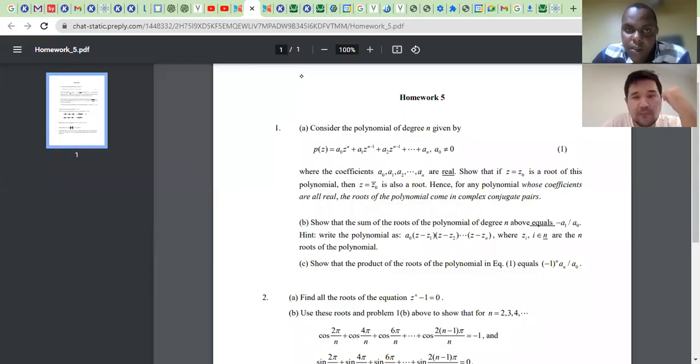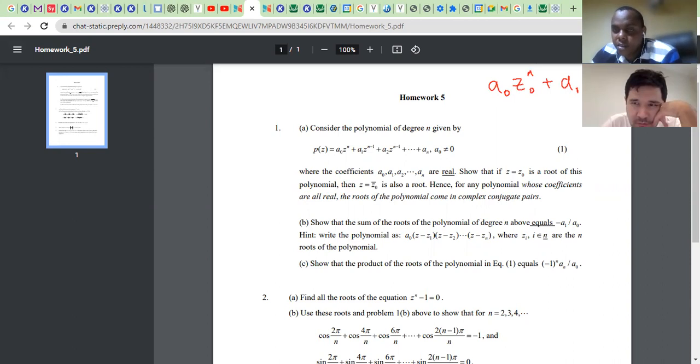Okay, so let's try it before going to the solutions, maybe. So this is going to be A naught Z naught to the power of N plus A1 Z naught to the N minus 1, and it keeps going up to some constant AN. If Z naught is a root, then this is going to be 0.